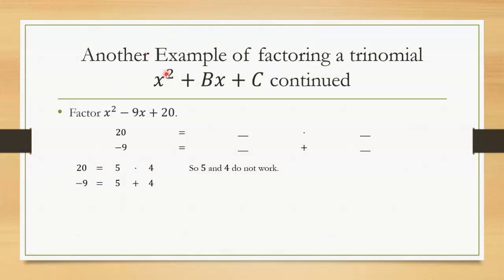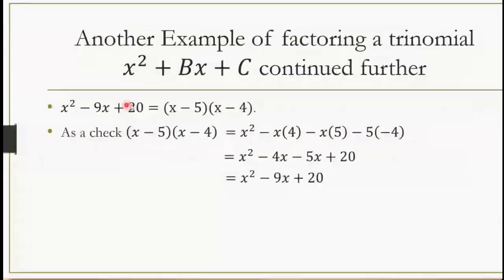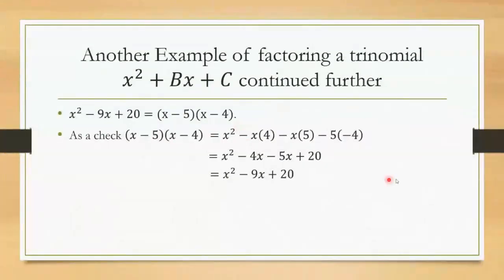But you can probably guess what numbers are going to work. -5 and -4. Right? By our sign rules, the product is 20, but the sum is -9. So we can use these numbers and we factor it. And again, it's good to check, and that's what I'm doing here. Okay, so that's really good.